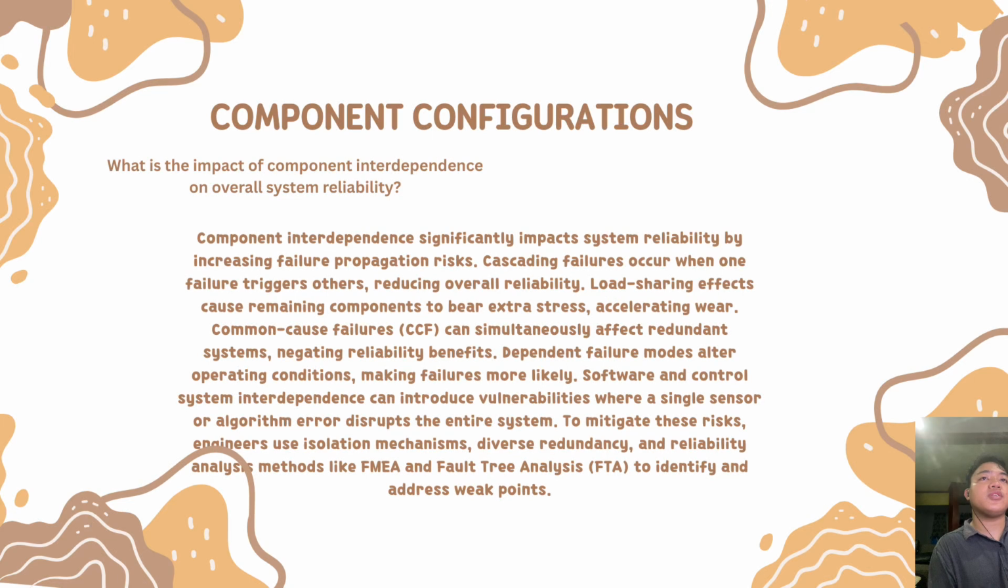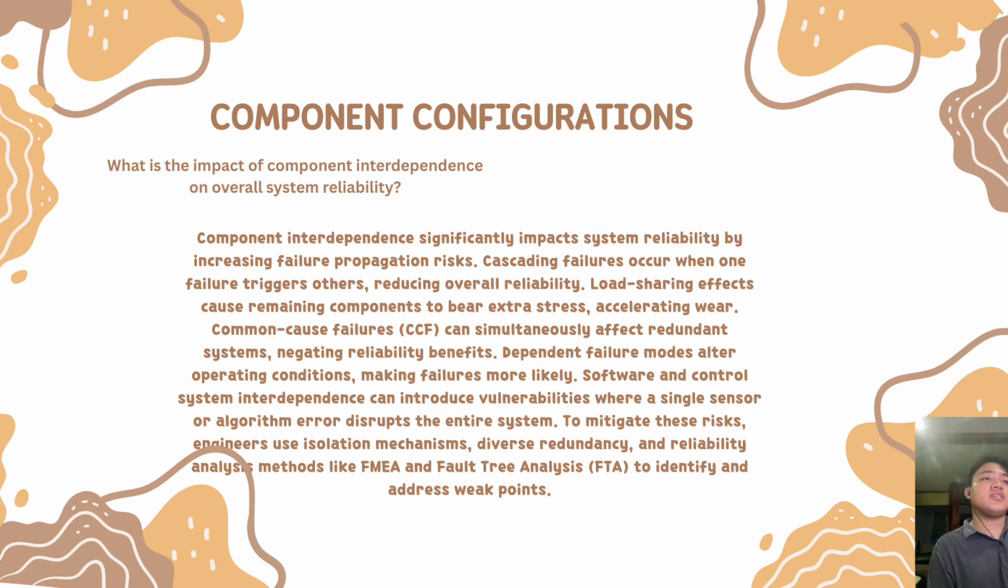Next is the component configuration. What is the impact of component interdependence on overall system reliability? Component interdependence significantly impacts system reliability by increasing failure propagation risk. Cascading failures occur when one failure triggers others, reducing overall reliability. Load sharing effects cause remaining components to bear extra stress, accelerating wear.